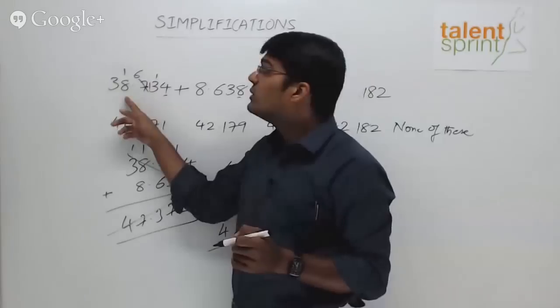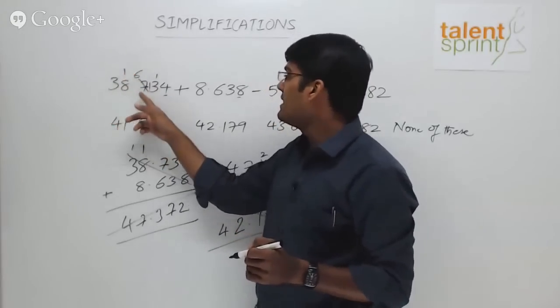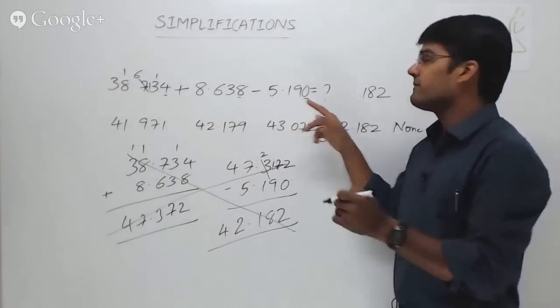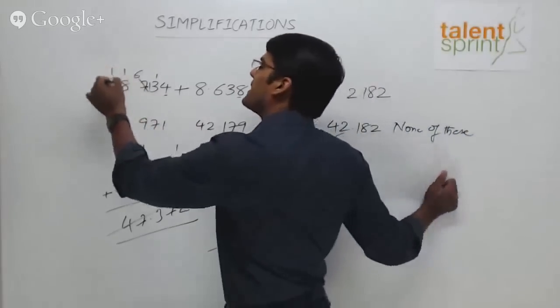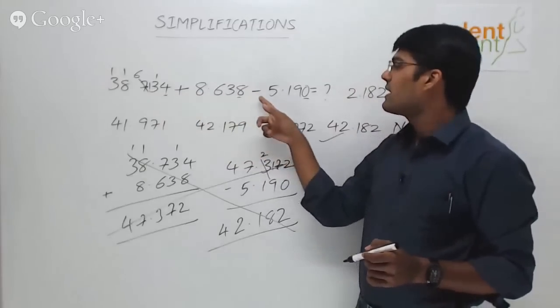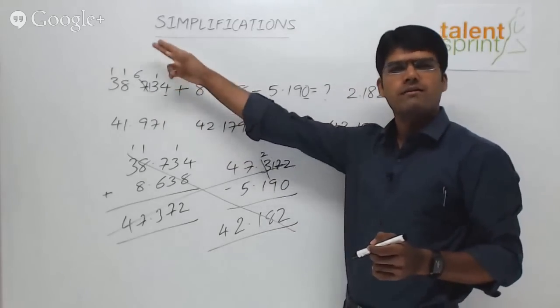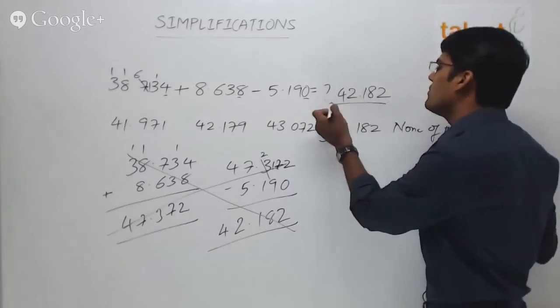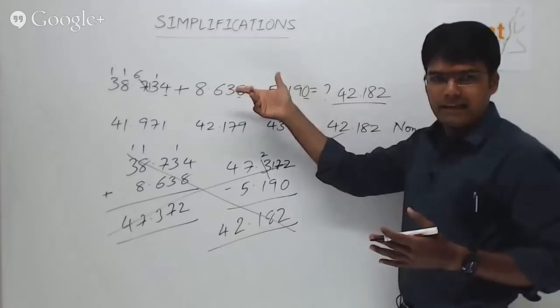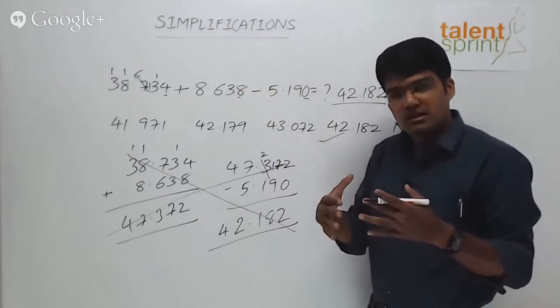Now look at the calculation, units place calculation. 1 and 8, 9. 9 and 8, 17. 17 minus 5, 12. Again, 2 in the answer, 1 gets carried forward. 1 plus 3, 4. Here we don't have a tens place. Here again we do not have any tens place. So 3 and 1, 4. 4 comes in the answer. 42.182, right?